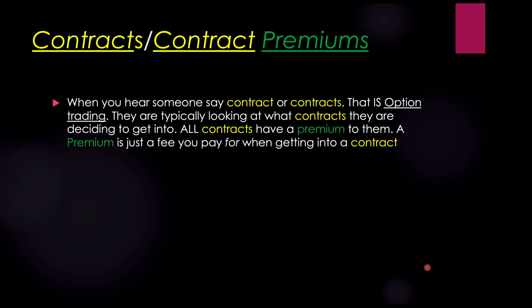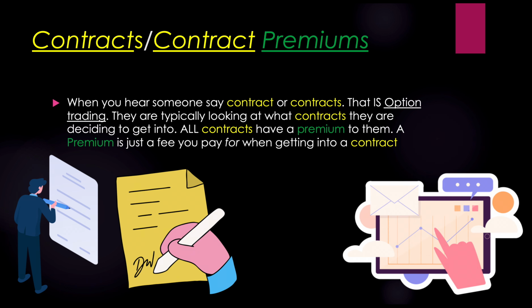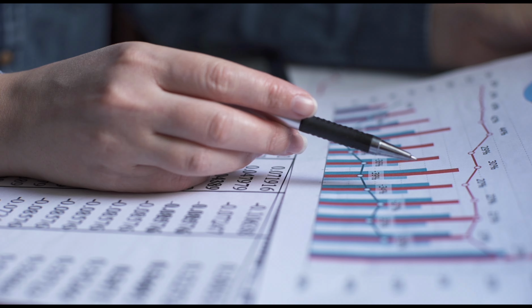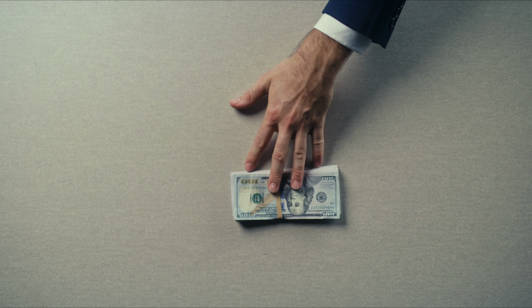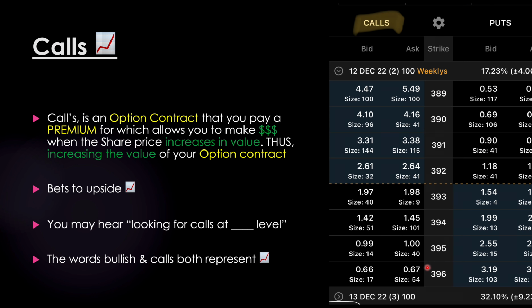Contracts and contract premiums. When you hear someone say contracts, that is option trading. That is what this is all about. They're typically looking at what contracts they're deciding to get into. All contracts have a premium to them. Premium is just a fee you pay for getting into a contract. That's all it is. We all pay a fee for a contract, and every contract has a different premium price to it. Now this is a little bit more in depth, but I'll also have a more in-depth video if you join the Discord, which gets more serious about all these things.